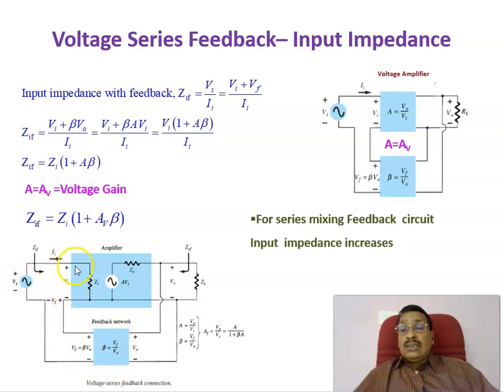The resulting voltage is coming at the input of the amplifier. Same diagram that is shown in another way. Therefore, this is a voltage series feedback in which the input impedance is increasing by an amount ZIF equal to Zi into 1 plus AV into beta.